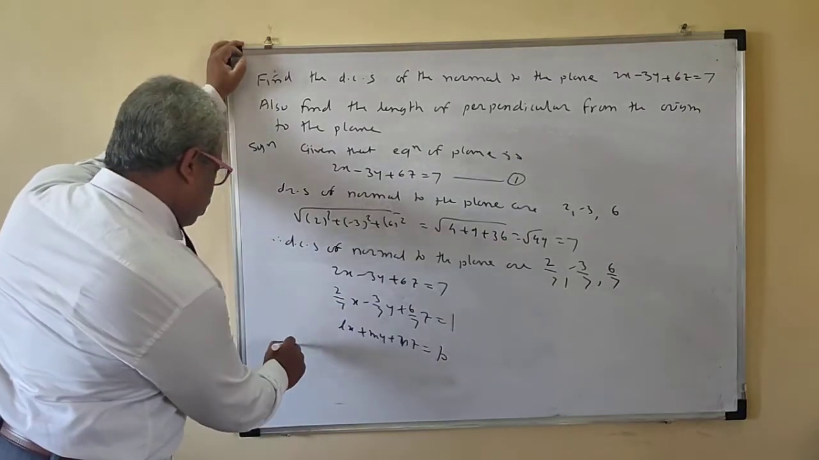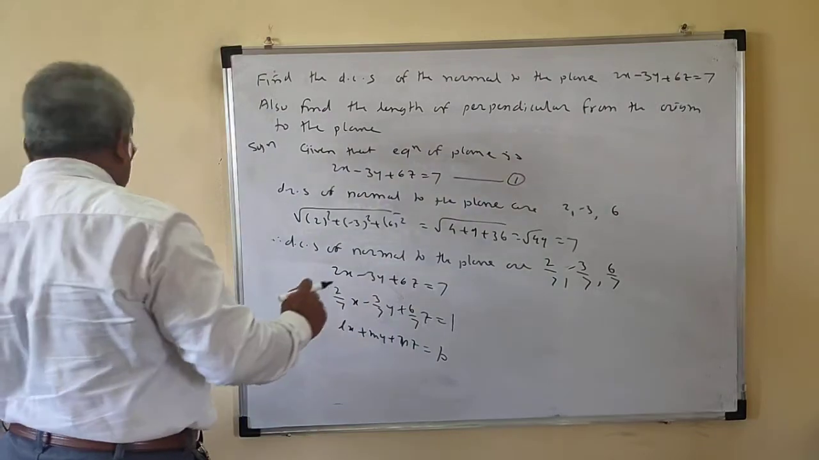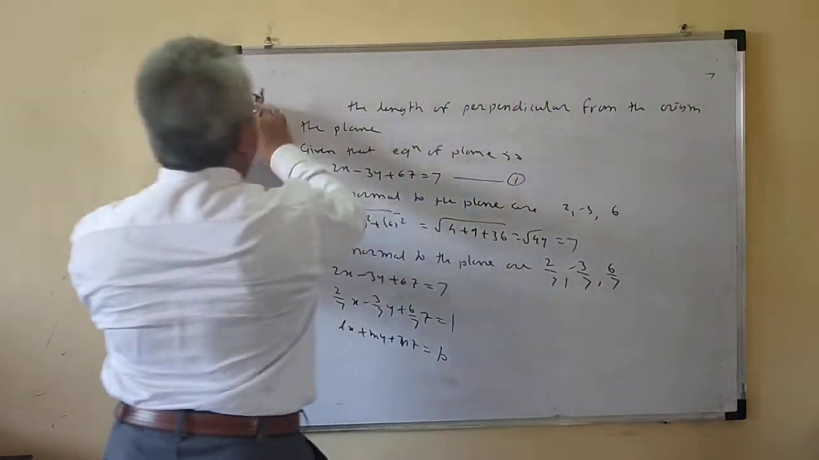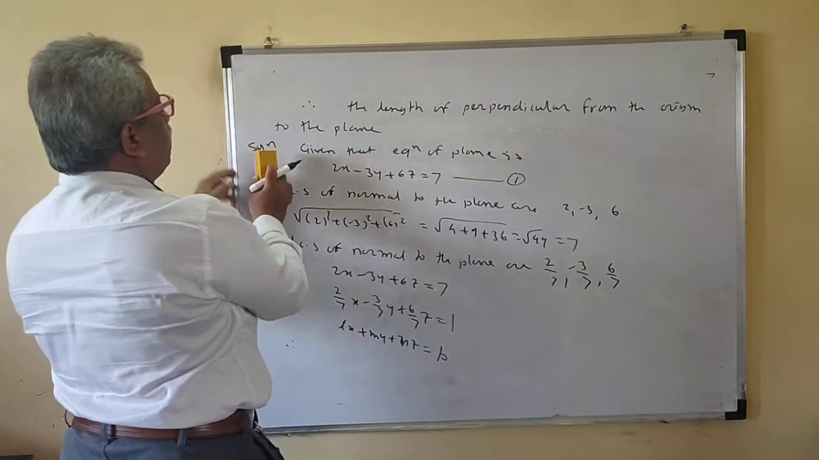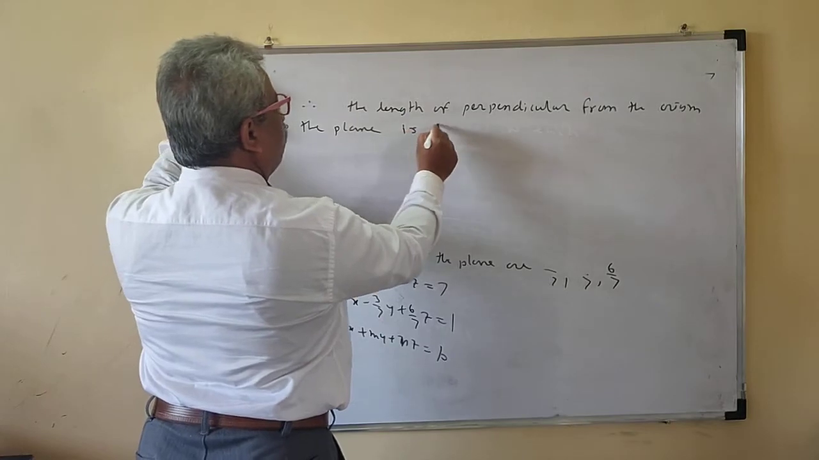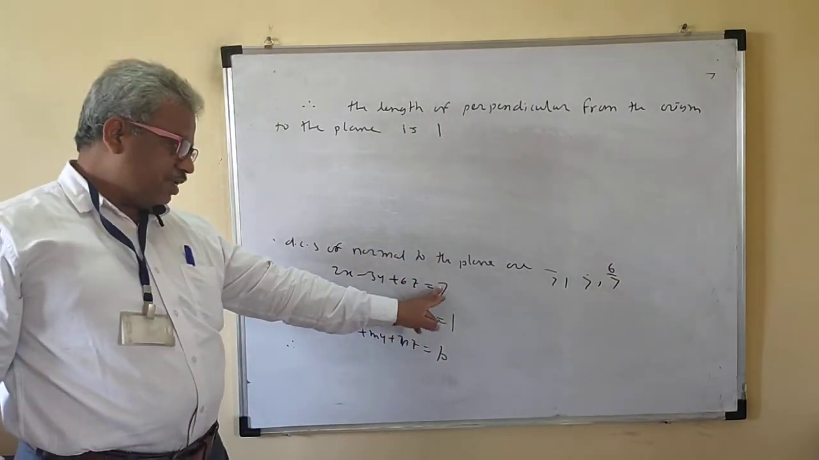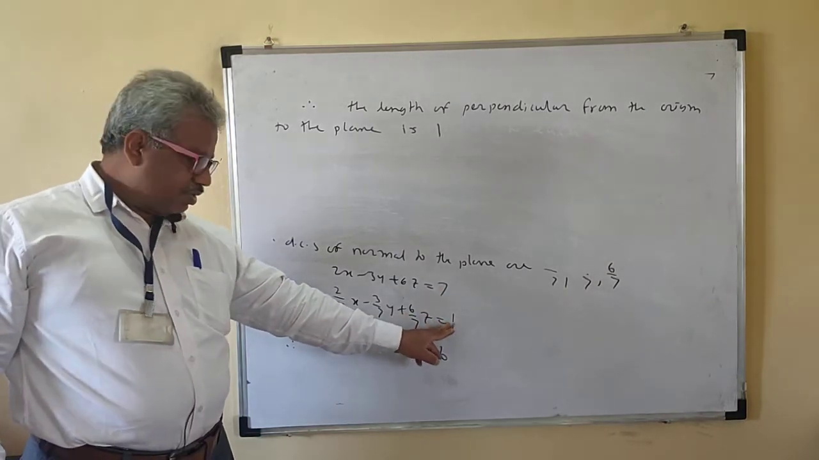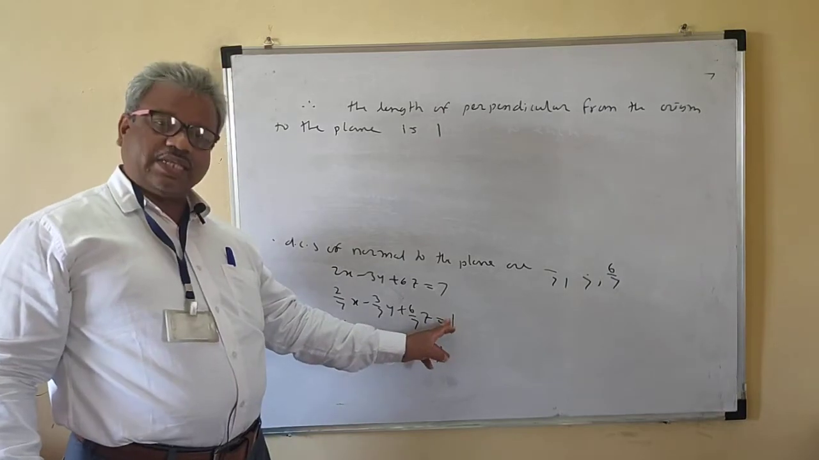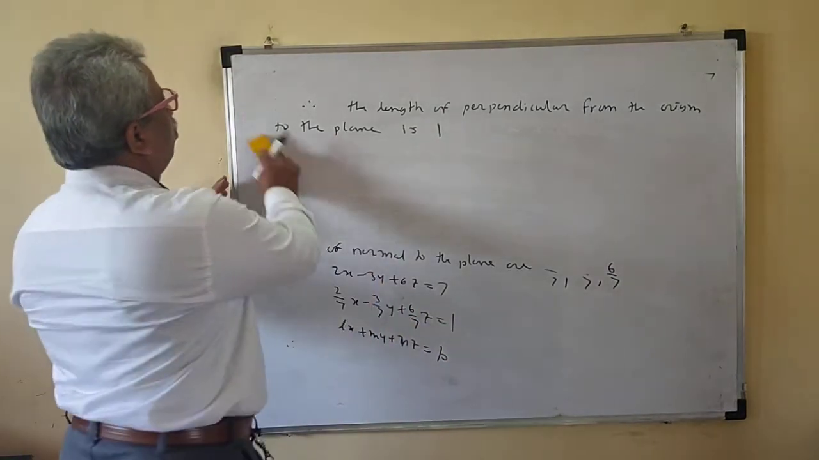So therefore, the length of the perpendicular to the plane is 1. So this 1 is there. If this is minus 7, you write just minus 7 here and divide by this one. Whatever you get, if you get a minus sign here, change all the signs and write that is 1.